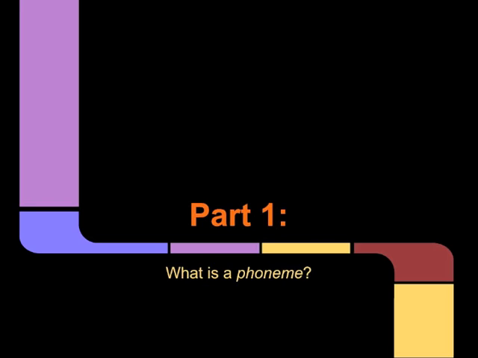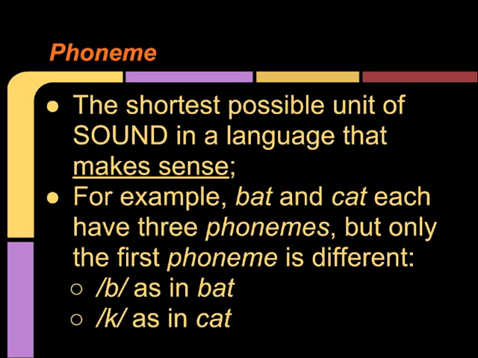Part 1. What is a phoneme? A phoneme is the shortest possible unit of sound in a language that makes sense. For example, bat and cat each have 3 phonemes, but only the first phoneme is different. B as in bat, k as in cat.